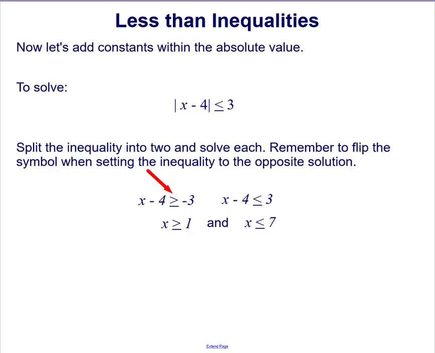So we have x minus 4. Notice this switch right here. It was less than, it's going to be greater than or equal to -3. For the positive case, we keep it the same. It's still going to be less than or equal to 3. Solving for x, we get x is greater than or equal to 1 and x is less than or equal to 7.